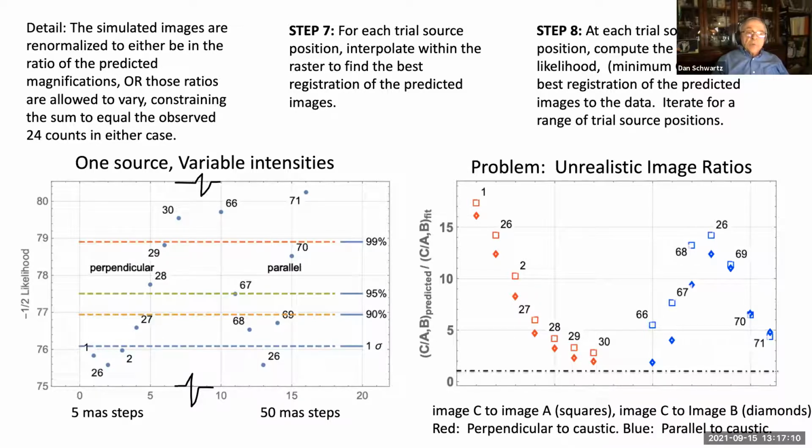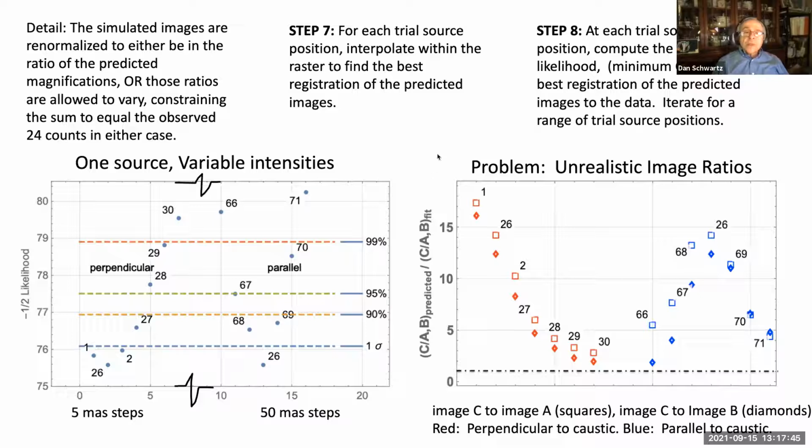Perpendicular to the caustic, which is much more sensitive to position measurement because that's where the gradient of the mass potential is largest, we can seemingly measure the minimum position within about plus or minus 5 milli-arcseconds. While parallel to the caustic, where we're less sensitive, we have seemingly plus or minus 25 milli-arcsecond location. However, there's a problem with this interpretation of this data.